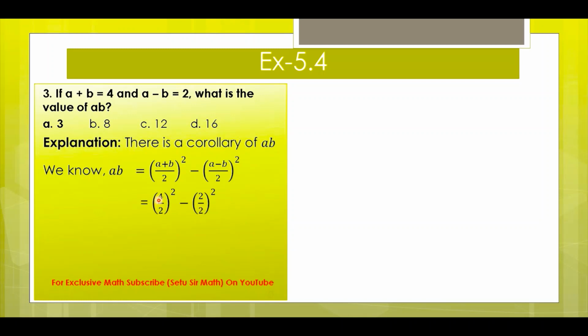Now from 4, if you reduce 2, we will get 2 square, and from 2 by 2 we will reduce 1, we will get 1. So 2 square means 4, 1 square means 1. So 3 is the desired answer.